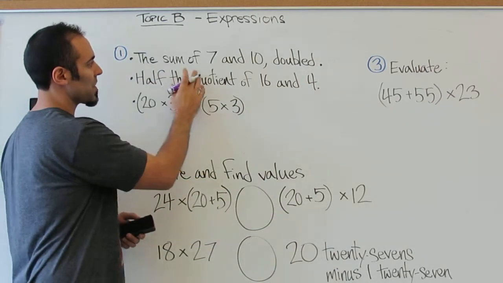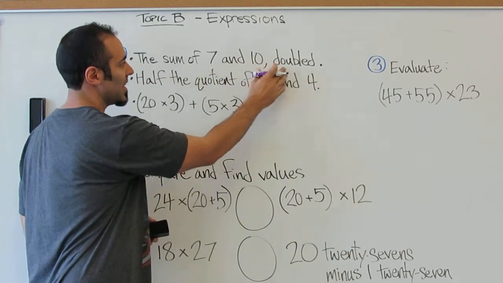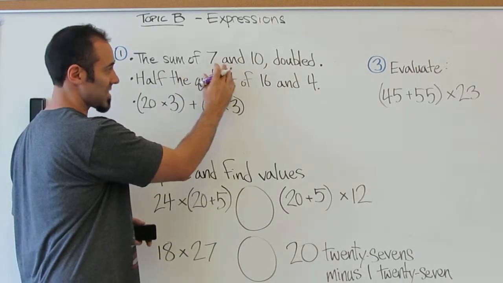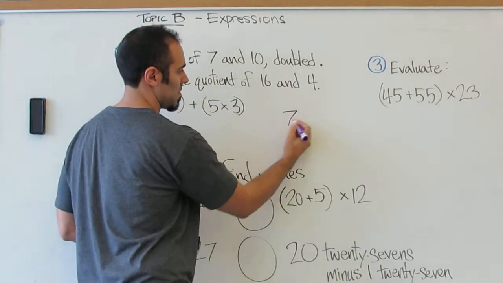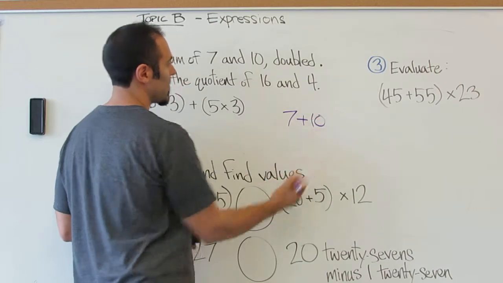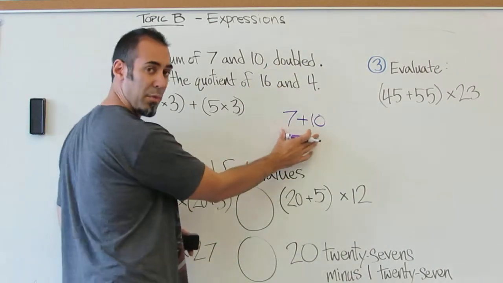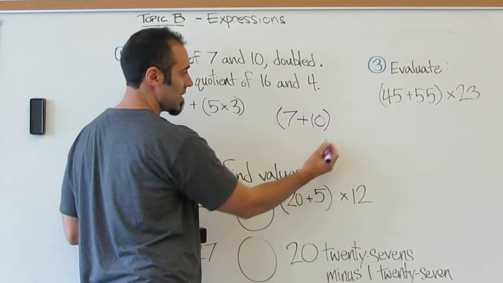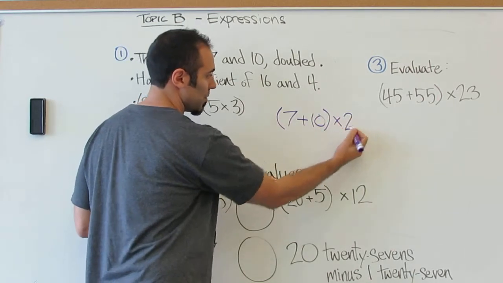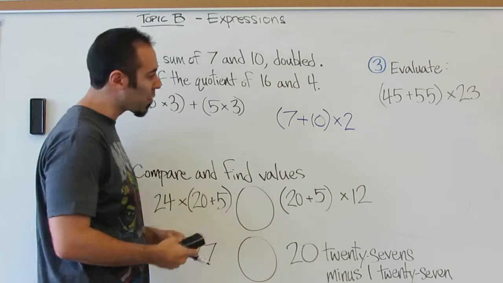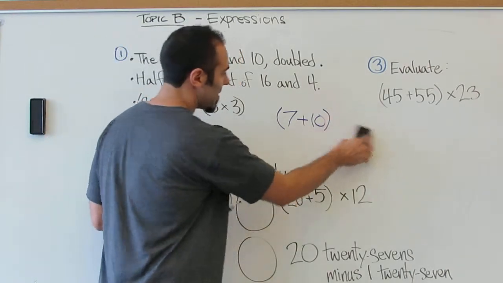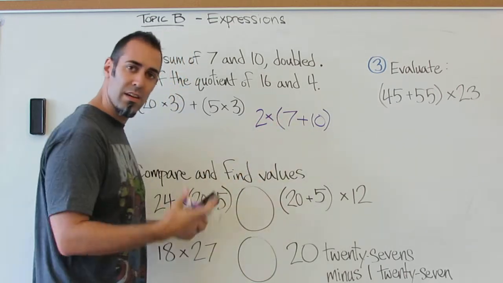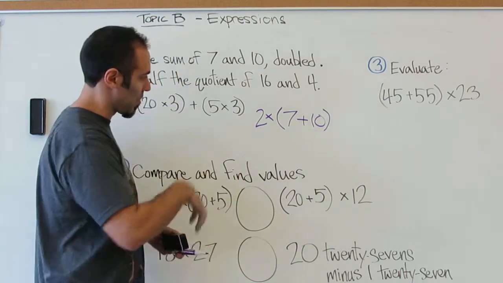So for example, the sum of 7 and 10 doubled. We're going to chunk this out. The first chunk is the sum of 7 and 10, and then doubled. We're going to be doubling this whole amount. So we're going to put parentheses around the 7 plus 10, and then times 2. And because of the commutative property, we're also going to know that this will be just as perfectly an acceptable answer as the other one.